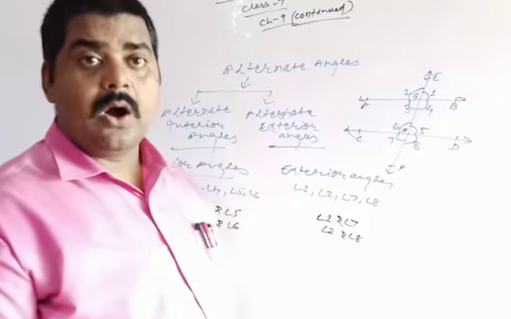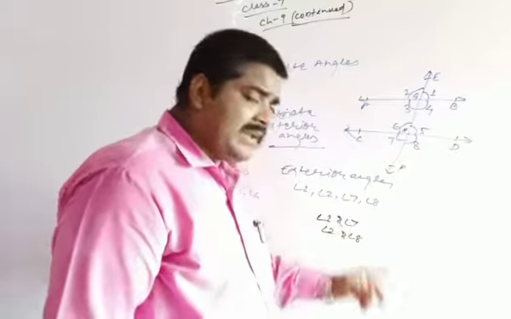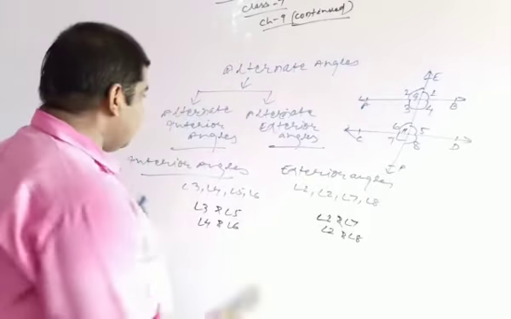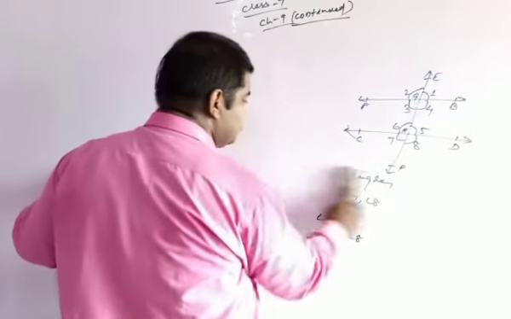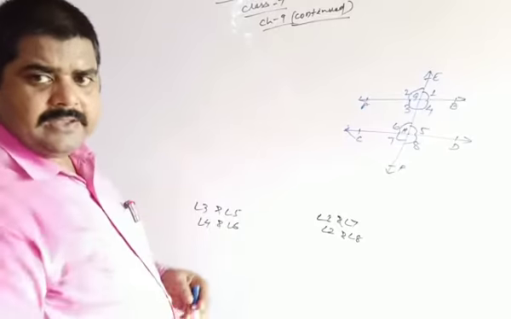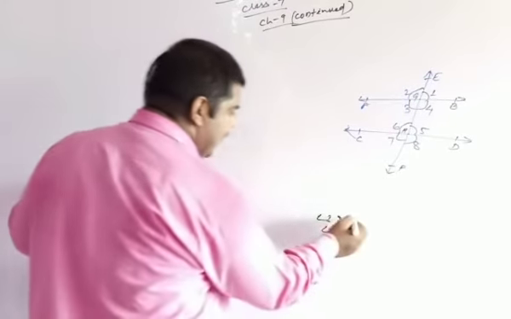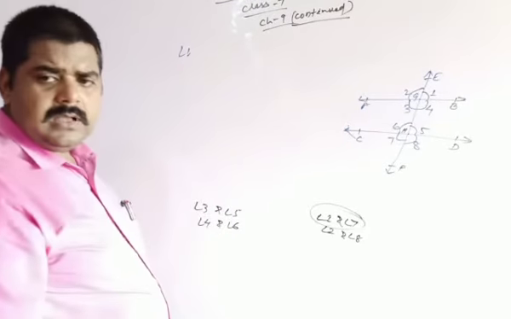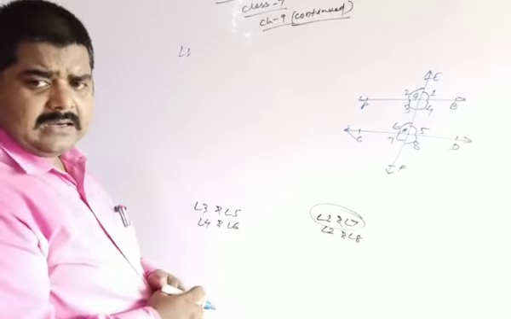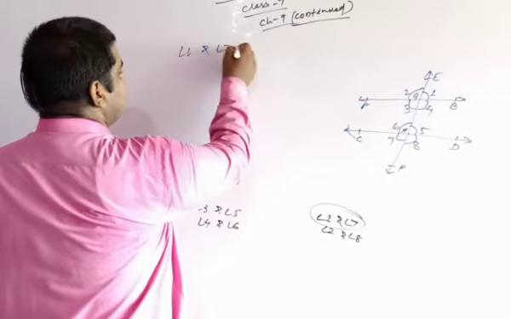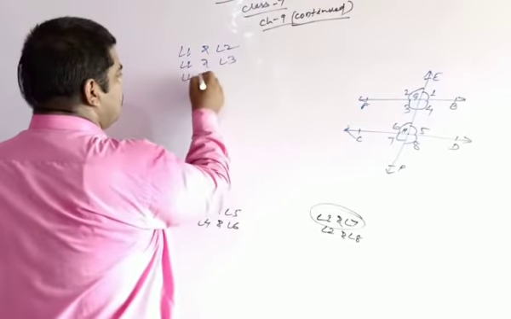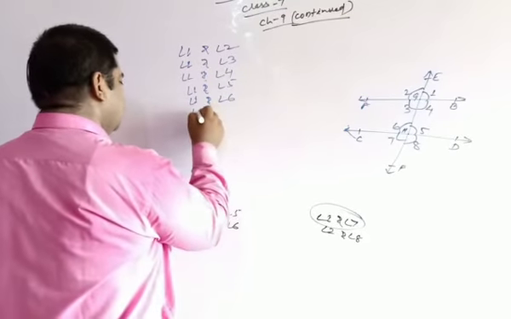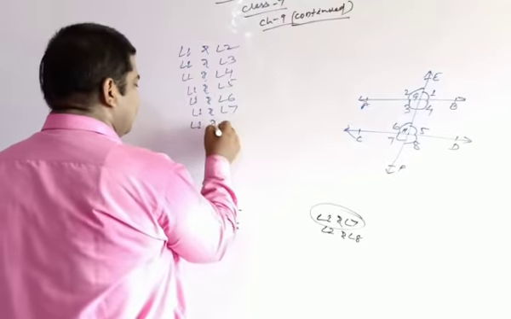How can you say that angle 1 and angle 7 are alternate exterior angles? I am going to discuss one by one why these are possible. My dear students, you have to check these relations one by one. First I am going to discuss angle 1 and angle 7. With angle 1, how many possibilities are there? Seven different possibilities: angle 1 and angle 2, angle 1 and angle 3, angle 1 and angle 4, angle 1 and angle 5, angle 1 and angle 6, angle 1 and angle 7, and last one angle 1 and angle 8.